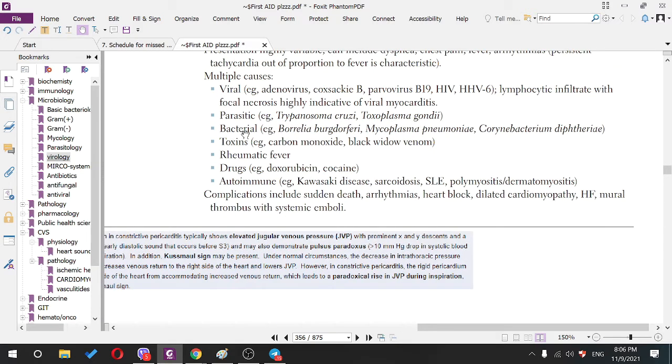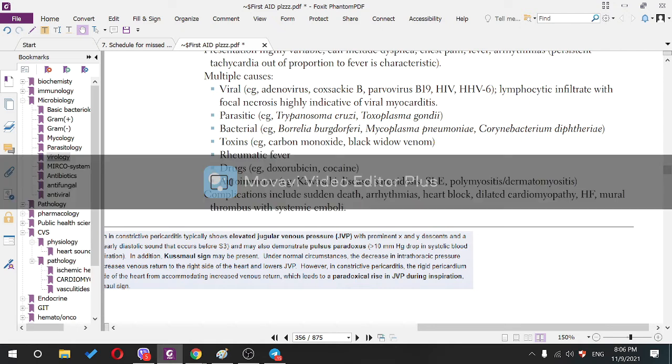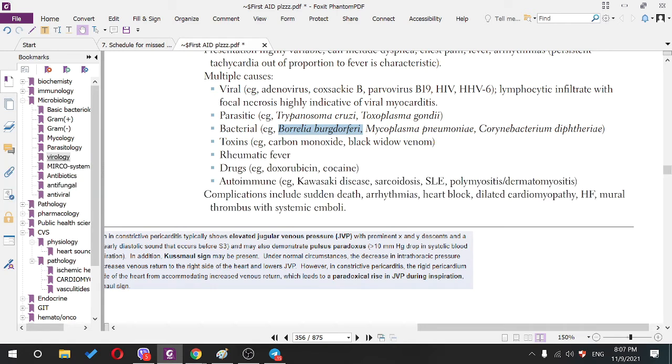So, bacterial causes of myocarditis, Borrelia burgdorferi. Do you remember what else Borrelia burgdorferi led to in an ECG? Something really characteristic on an ECG. We kept speaking about it. AV block, complete AV block.